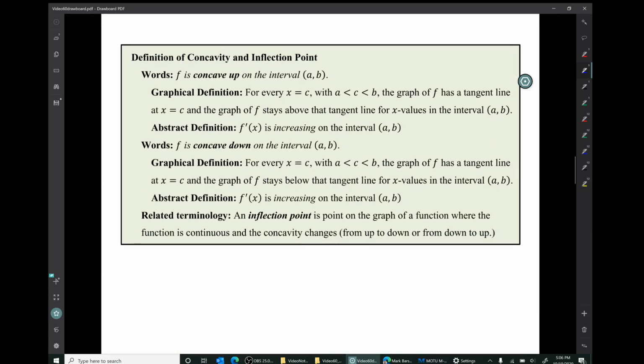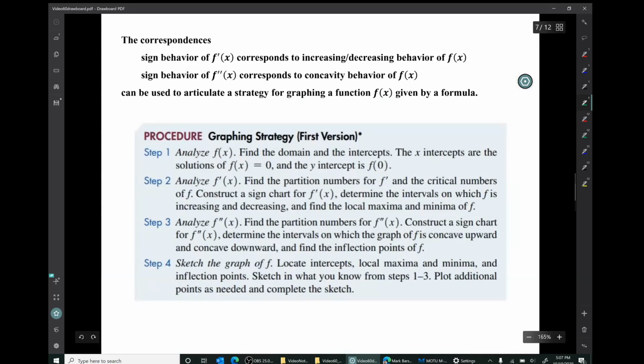Remember what the definition of concavity was. The words "f is concave up on an interval" refer to graphs that look like this. The graph has a tangent line at each point in the interval, and if you look at any one of those tangent lines and you look at the graph and the tangent line for x values near that point of tangency, the graph is above the tangent line.